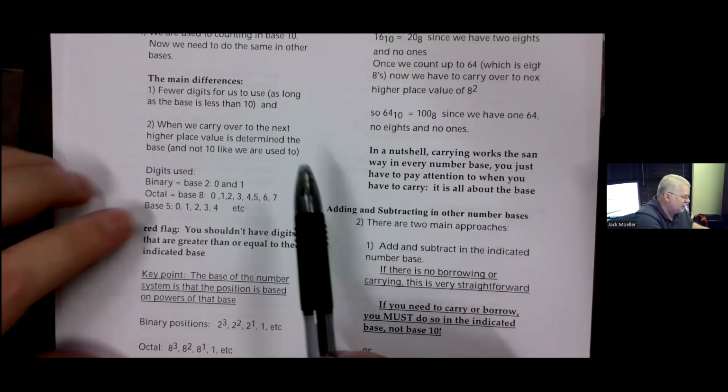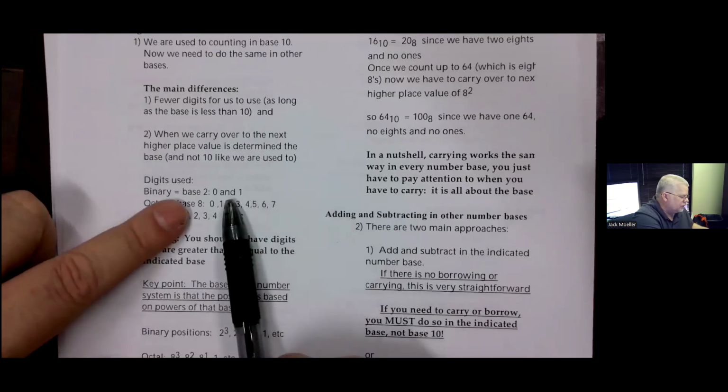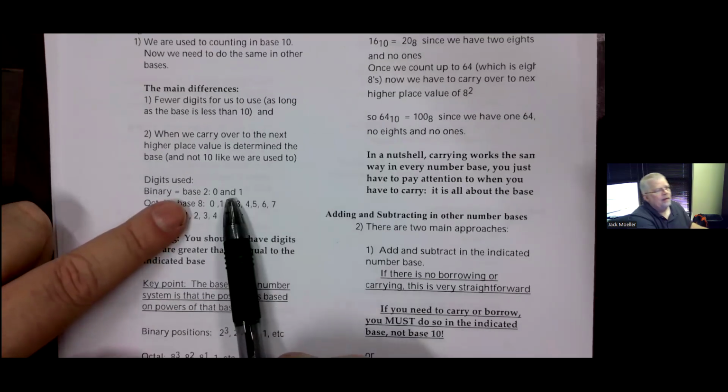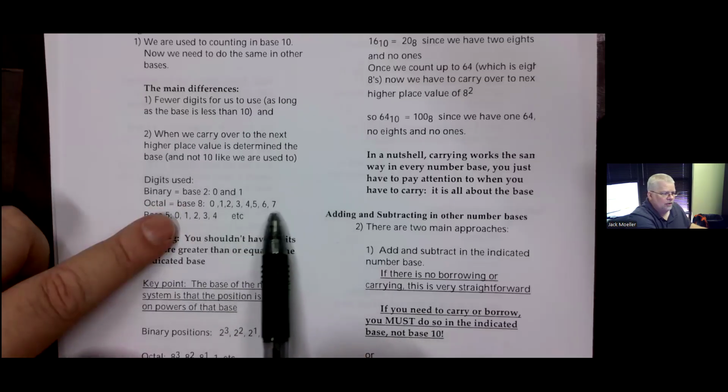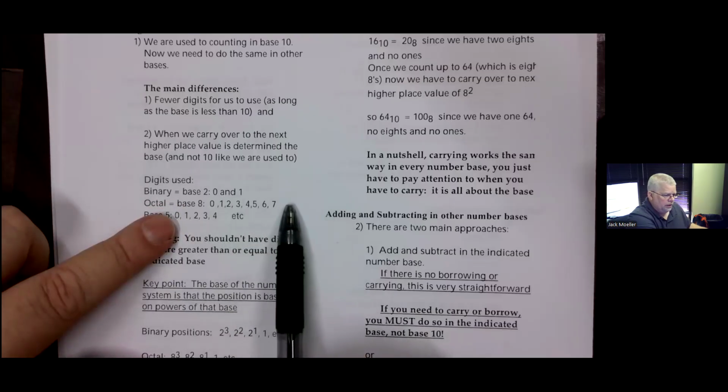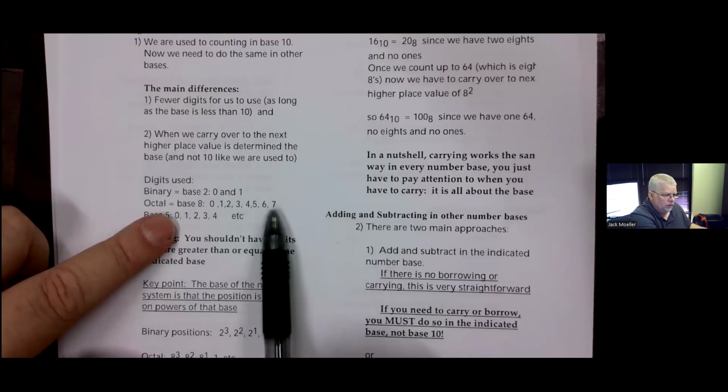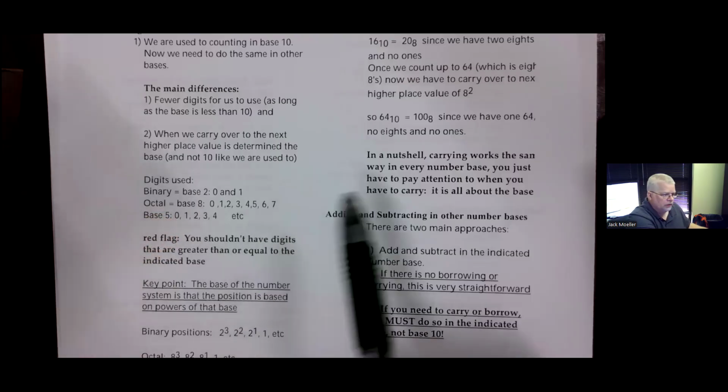And so what this means is, if you're doing a base 2 operation and your answer has anything other than a 0 or 1, that should be a red flag that you're not in base 2. If we're dealing with base 8 and you get an 8 or a 9 in your answer, that should be a red flag, because we should only go up to 7, and so on.